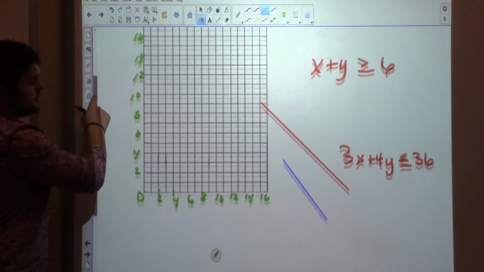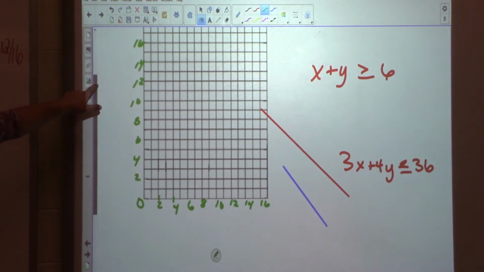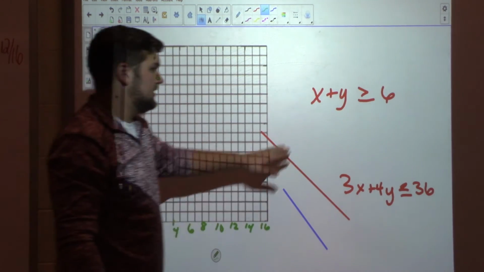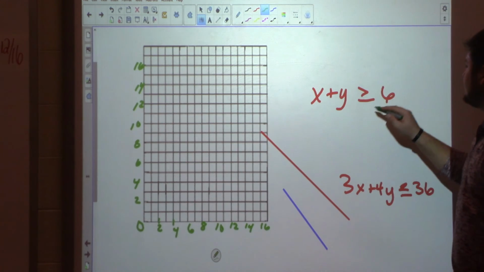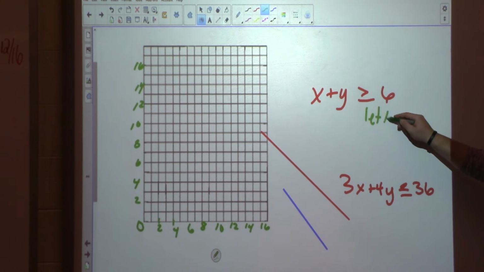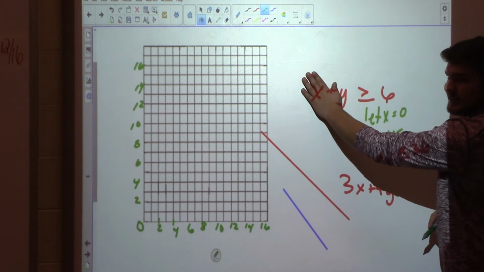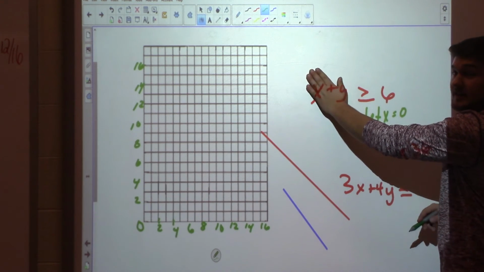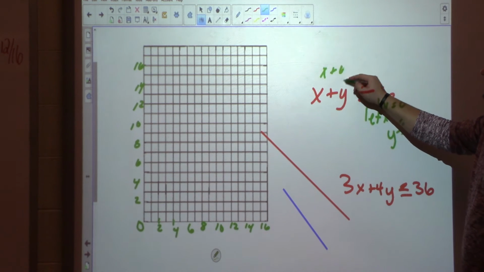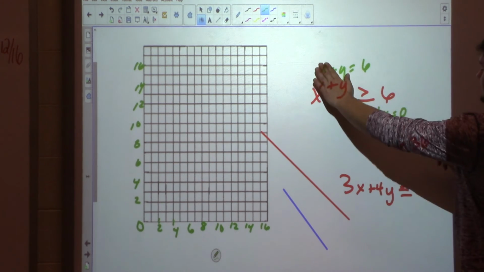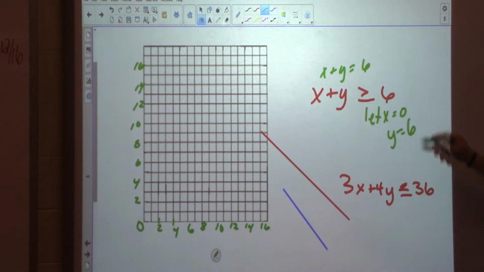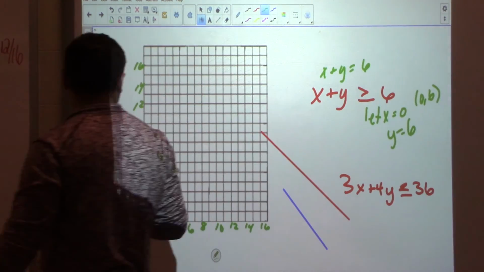Alright, so I'm going to do the cover up method. The first graph I'm going to do in green, the second one I'll do in a different color. If I let x equal 0 in this first equation, my y value is going to equal 6. Right? Because I'm pretending it's an equation right now. I'm looking at it like x plus y equals 6, so I can graph it. So if I let x equal 0, y should equal 6. My first point should be at 0, 6.